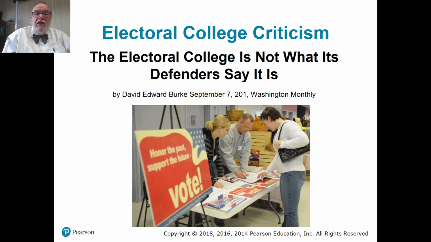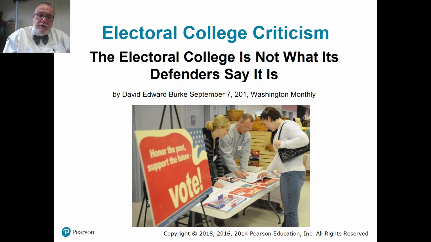And so here's a criticism of the Electoral College. The Electoral College is not what the defenders say it is, from David Edward Burke, and this is September 7, 2019, and it has an extra point question attached to it. Why do conservatives defend the Electoral College? So read the article, and conservatives defend it because since the Republicans are on the demographic minority side, they're not growing as fast, they want to keep the Electoral College.